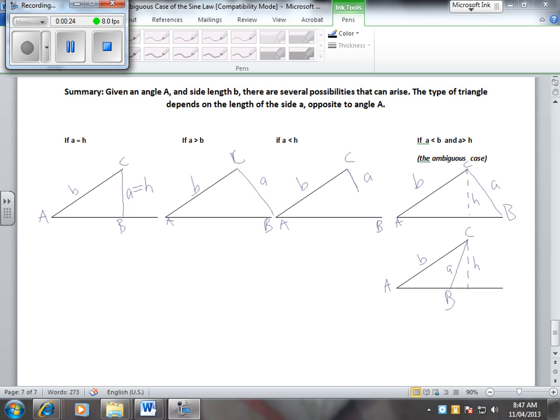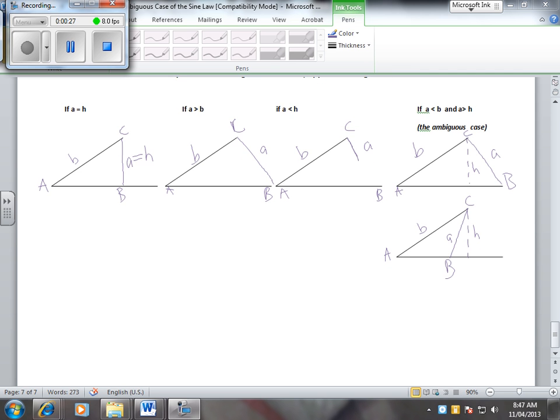When we were drawing with our rulers and protractors, we saw the case where if A equals H, so if this is triangle ABC, remember that side A would be opposite angle A and side B would be opposite angle B. So if A equals H, then you only have one triangle, and it's a right triangle. And that's the only triangle you can get. If A is equal to H, you can only have one right triangle.